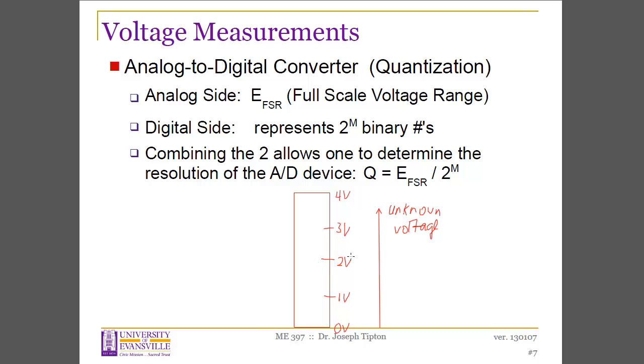So on the analog side, we have our full-scale voltage range, something like 0 to 4 volts. On the digital side, we can represent that as 2 to the m binary numbers. So maybe 0 0, 0 1, 1 0, 1 1, for instance. And then combining the two allows us to determine the resolution of the analog to digital device.